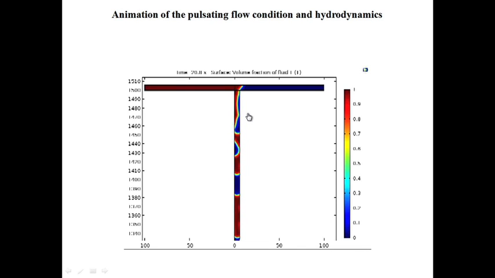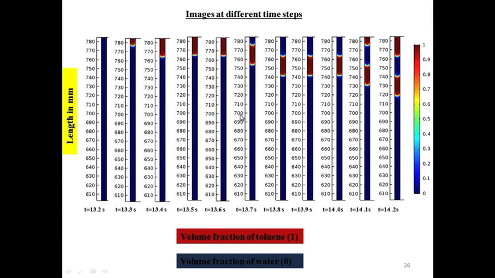So, this shows that, and it was also verified experimentally, that the slug flow was occurring in real time experimentation. And in this way we can also extract the animation, and we can also extract the snapshots or the images of our slug at different time steps. These are the images of our slug at different time steps, that is 13.2, 13.3 seconds, how the slug is progressing with respect to time.